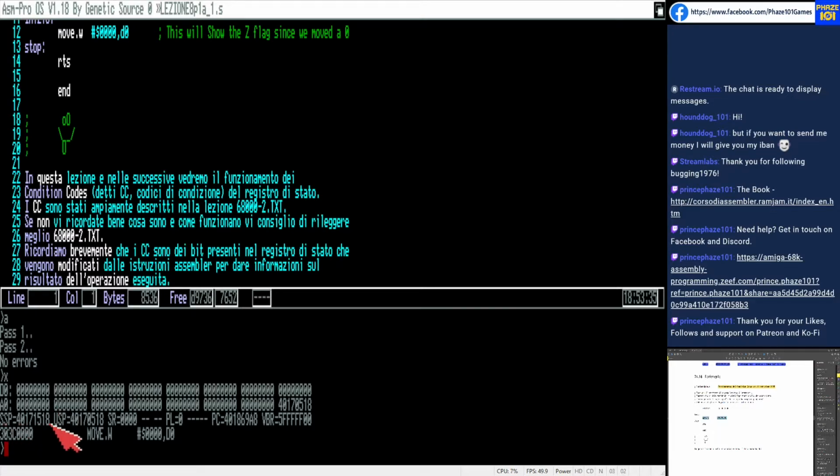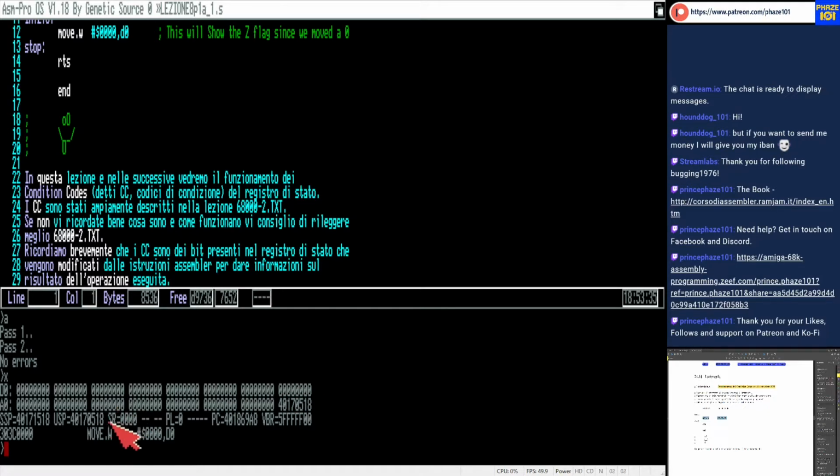Then we have the stack pointer in supervisor mode, which we will not be using for now, but note that SSP means supervisor mode stack pointer. Then we have our user mode stack pointer, which is the same as A7. This is here more for display, but always know that the user stack pointer is actually A7.